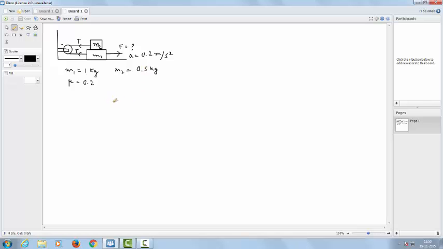Now, in order to solve this problem, we first concentrate on the mass m2. For m2, we write the equation tension minus mu times m2 into g, which is the force due to friction. M2 into g is the normal reaction, and mu times normal reaction is the friction, is equal to m2 into a.